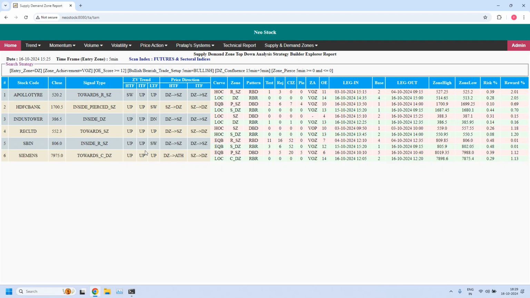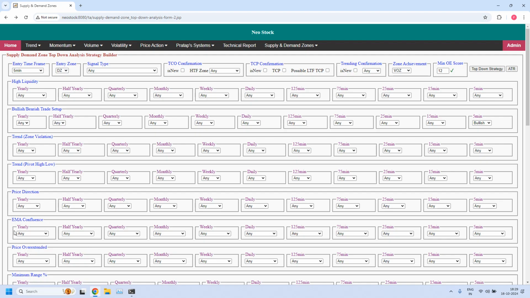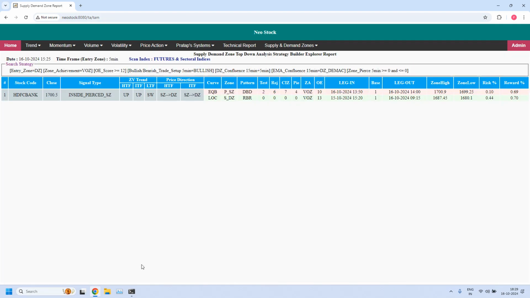And 15 minutes trend is uptrend because it is bullish trade setup. Let's verify any of these 15 minutes demand zones are having a daily EMA confluence. So in the EMA confluence, 15 minutes time frame, the 15 minutes demand zone with daily EMA confluence filter I set. Oh, one stock is filtered. So this is a high probability setup. Moreover, it is a high liquidity zone.